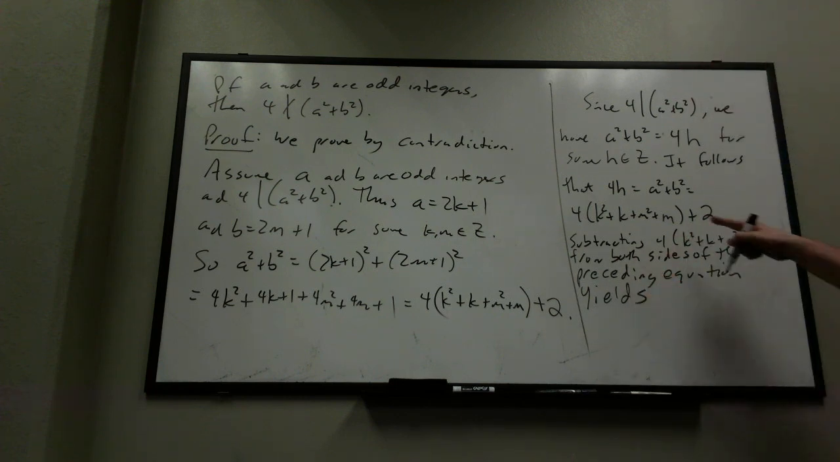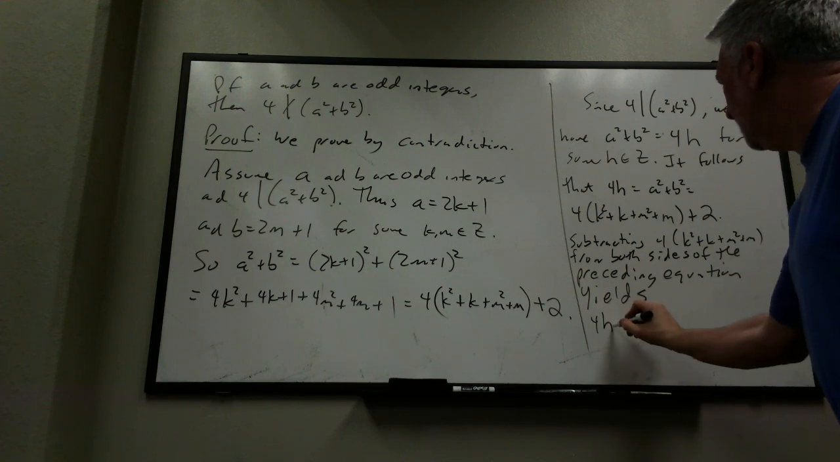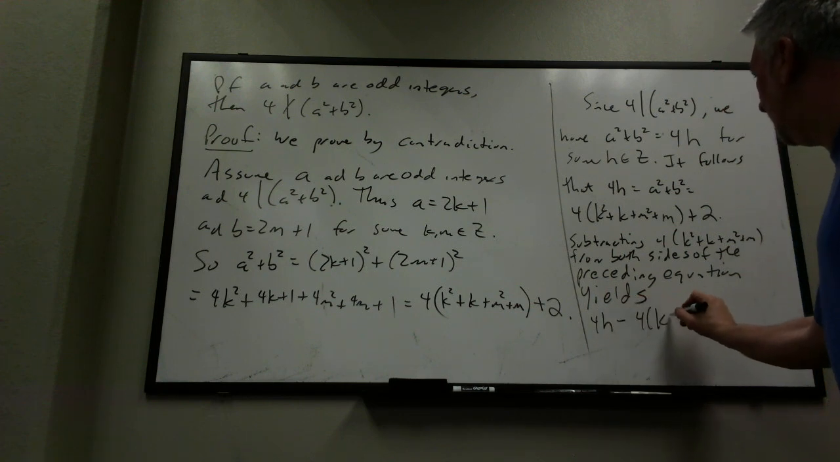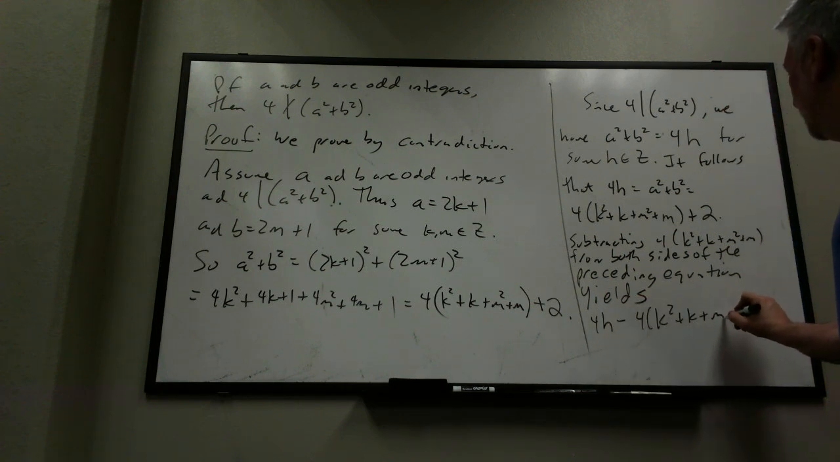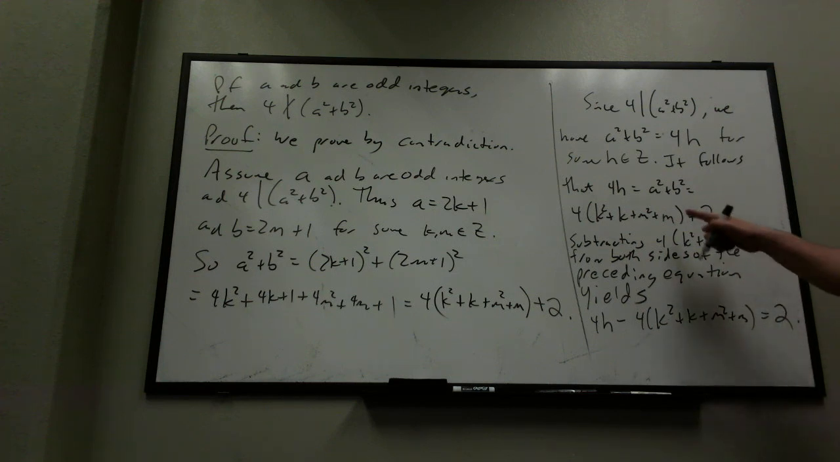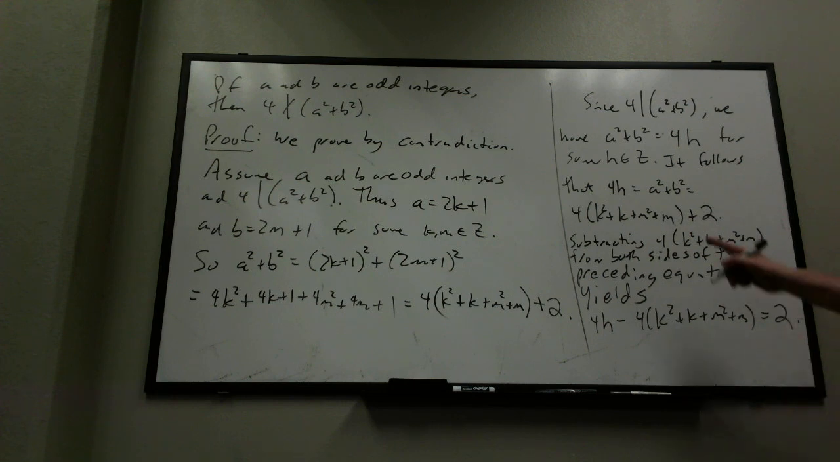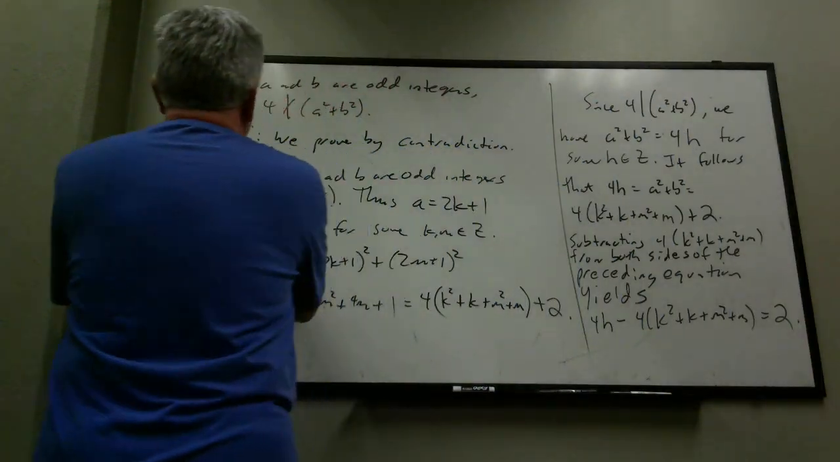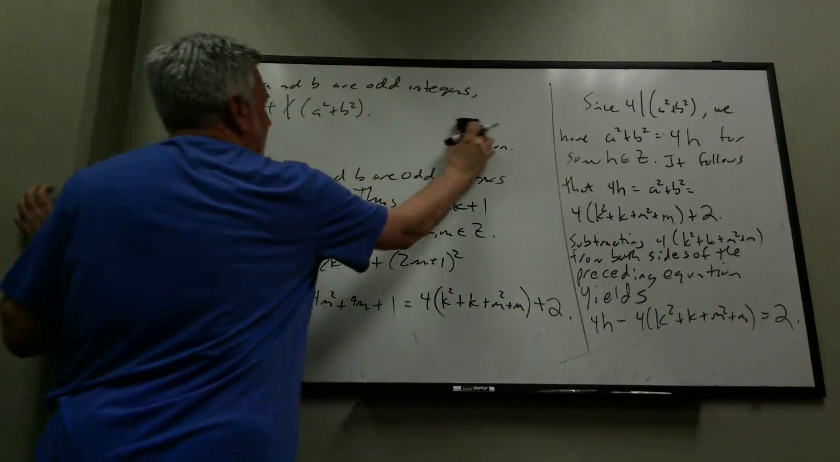So what do we get? I'm subtracting this long expression from both sides. I get 4h minus 4 times k squared plus k plus m squared plus m is 2. Right? So I'm not concerned about a squared plus b squared anymore. I just use that to get these are equal. So 4h minus that is equal to 2. Okay, let me come back up here. We're almost done.